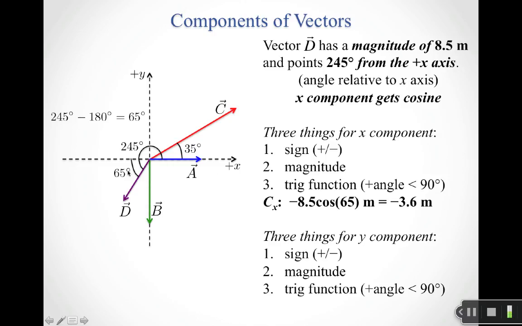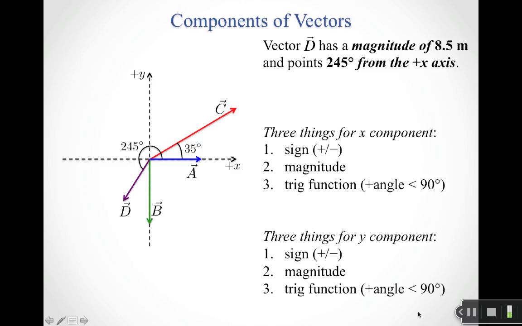For the y component, same game. Here I notice that the y component points down. I said positive y points up, so pointing down means I need the negative sign. The magnitude is still 8.5 meters. Again, this angle is defined relative to the x-axis, so x gets the cosine, y gets the sine. So this will be negative 8.5 times the sine of 65 degrees. And again, that's a distance in meters, or negative 7.7 meters.